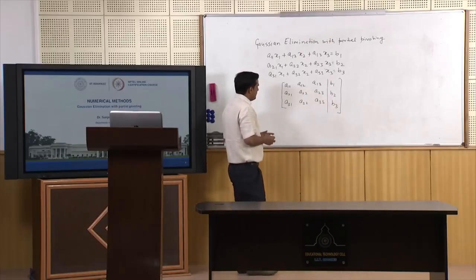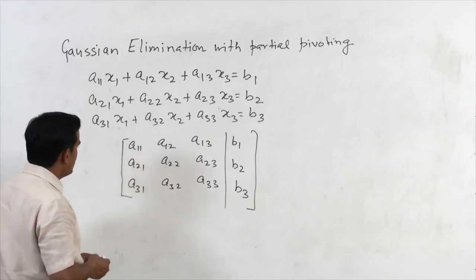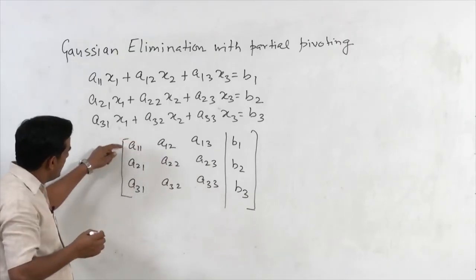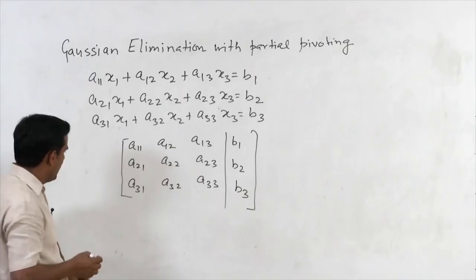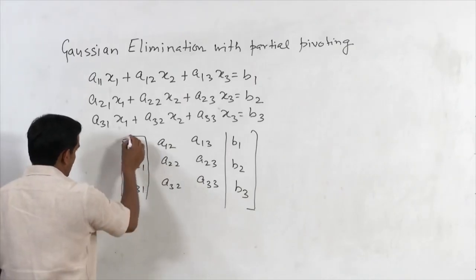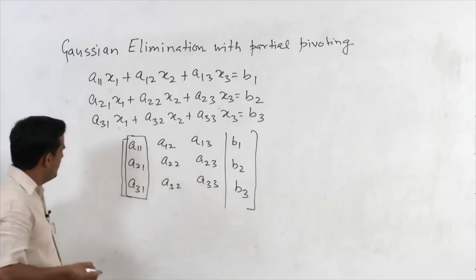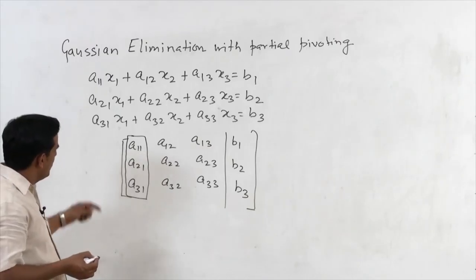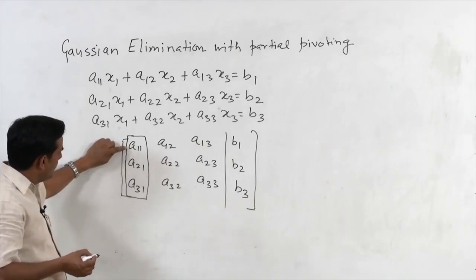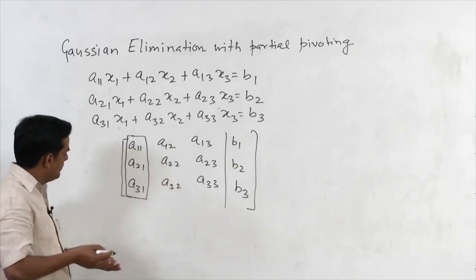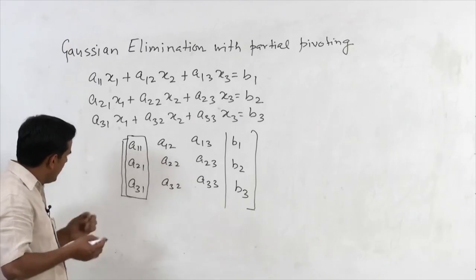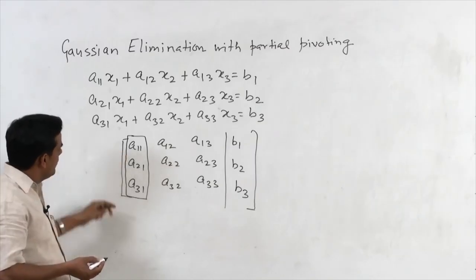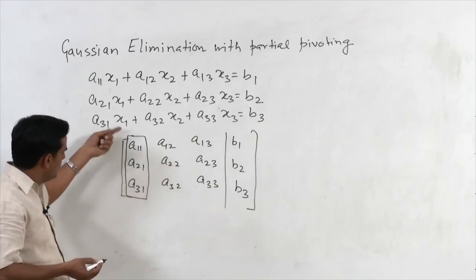In Gaussian elimination with partial pivoting, what will we do? First of all we will search for the element having maximum absolute value in the first column. I will look at these 3 elements in the first column and see which element has the maximum absolute value. If it is a11, I will not do any operation at this particular moment. If it is a21, I will interchange the first and second equation. If it is a31, I will interchange the third equation with the first equation.